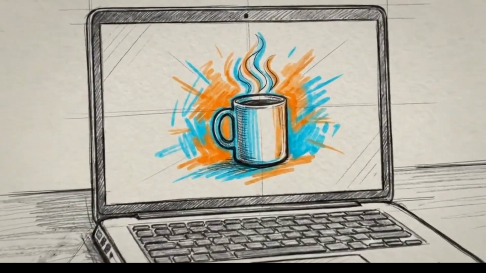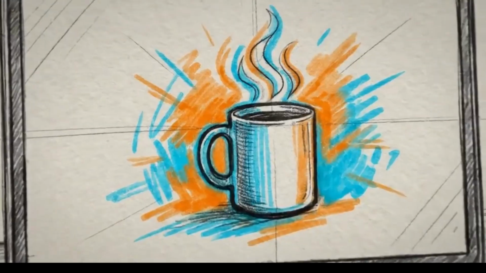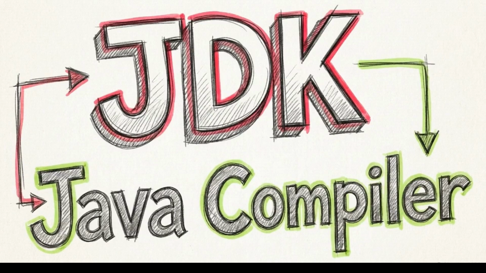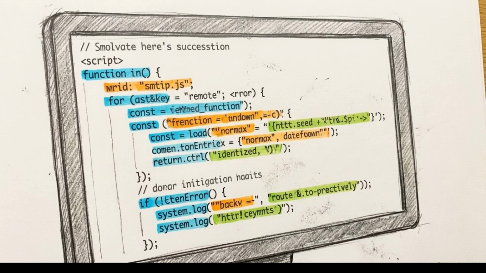In this video, we are going to walk through how to install the Java JDK step by step. Think of the Java Development Kit, or JDK, as the engine that powers your code. You need it to write, build, and run any Java program.